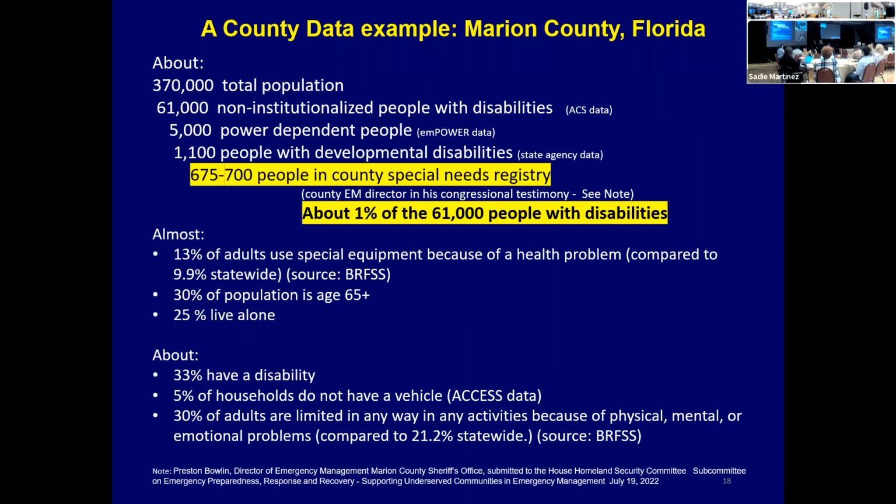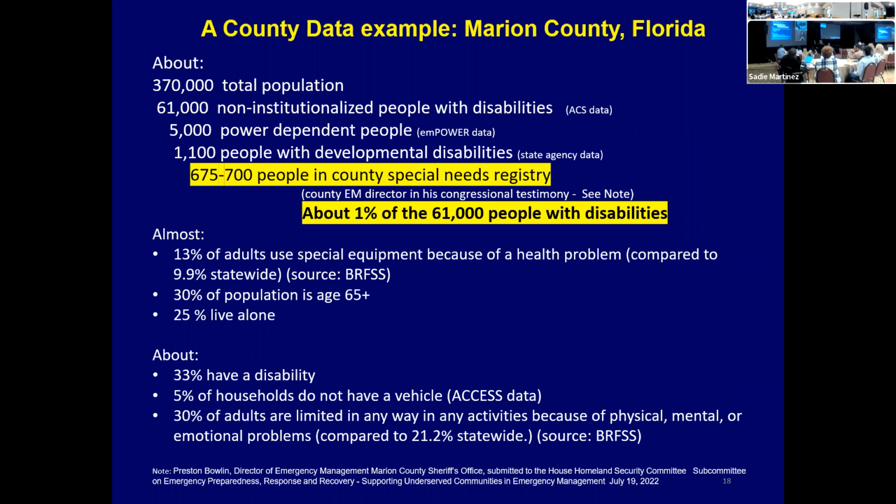So here's a real example that was given during a House hearing at the federal level. This is Marion County in Florida. I'm not going to read you the whole slide, but you'll have it. What is critical on the slide is the population is 370,000 people. There are 700 people who signed up for the registry. Their data says that 33% of the population have a disability, and there are a number of other numbers showing that these numbers are highly inadequate.